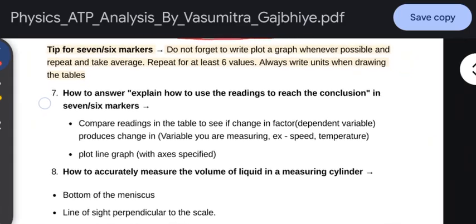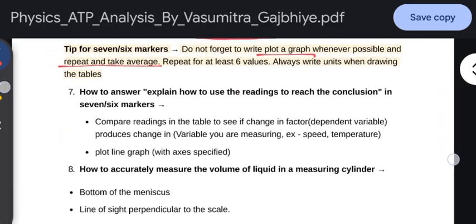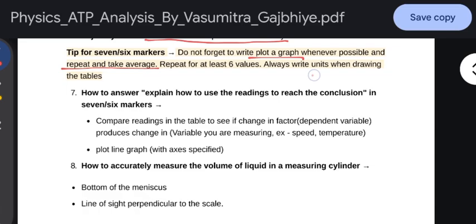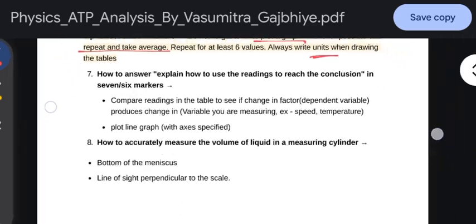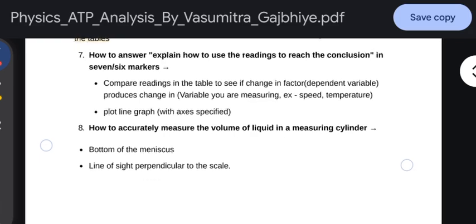All right. Next tip for 7 or 6 markers: do not forget to write plot a graph whenever possible, and repeat and take the average. This will just get you 2 marks for free. And then repeat for at least 6 values. You can also mention that, and always write units when drawing the tables. Of course, units are very important. Also, even in answers, many students tend to forget the units, so please do not forget that.